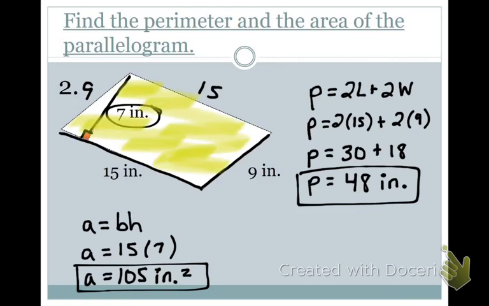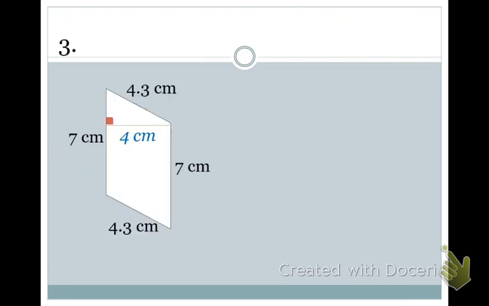So we just found the perimeter and we found the area of the parallelogram. Let's go ahead and do another example just like that. Please write down this parallelogram for me. Okay, now that you've got that written down, you can see that I went ahead and I put in both the lengths and both the widths for you.